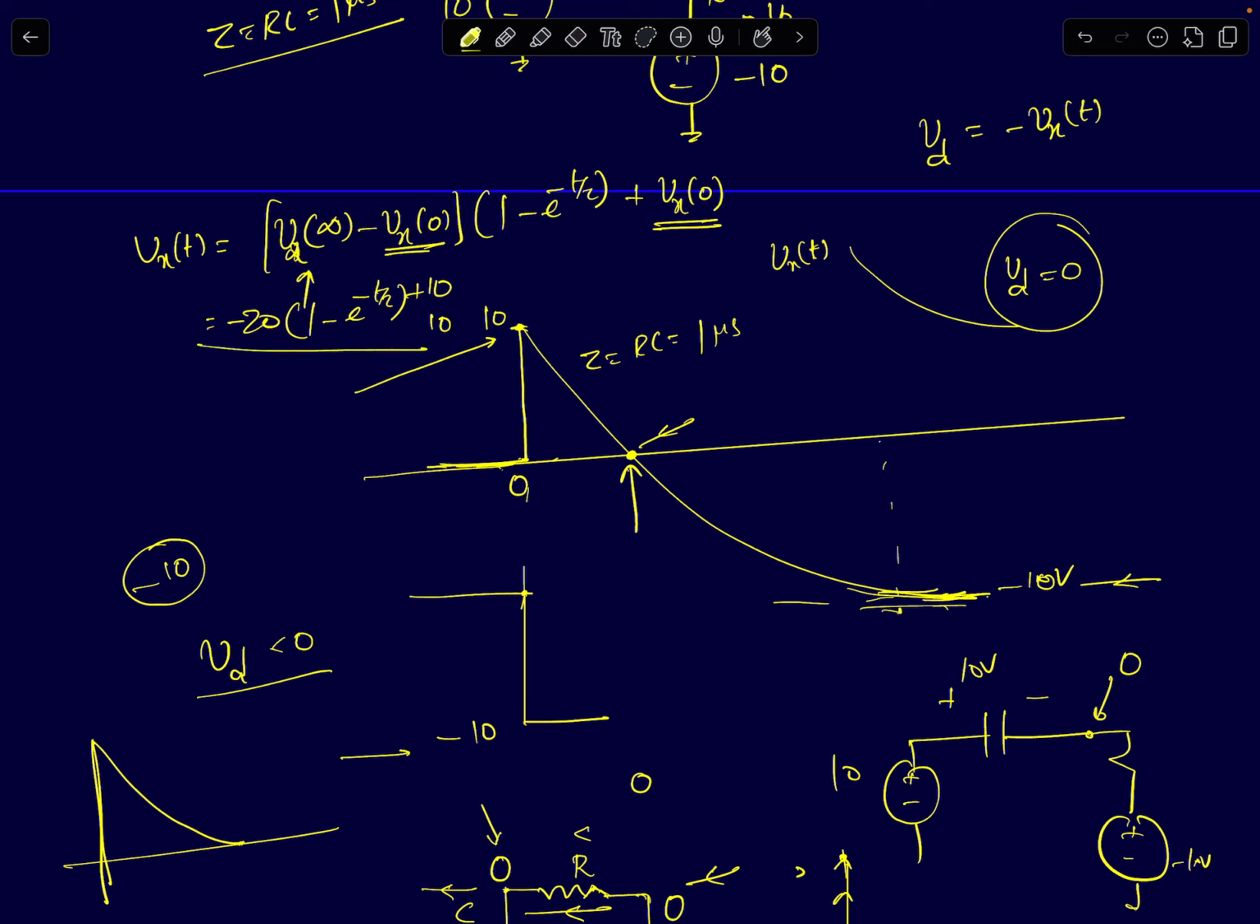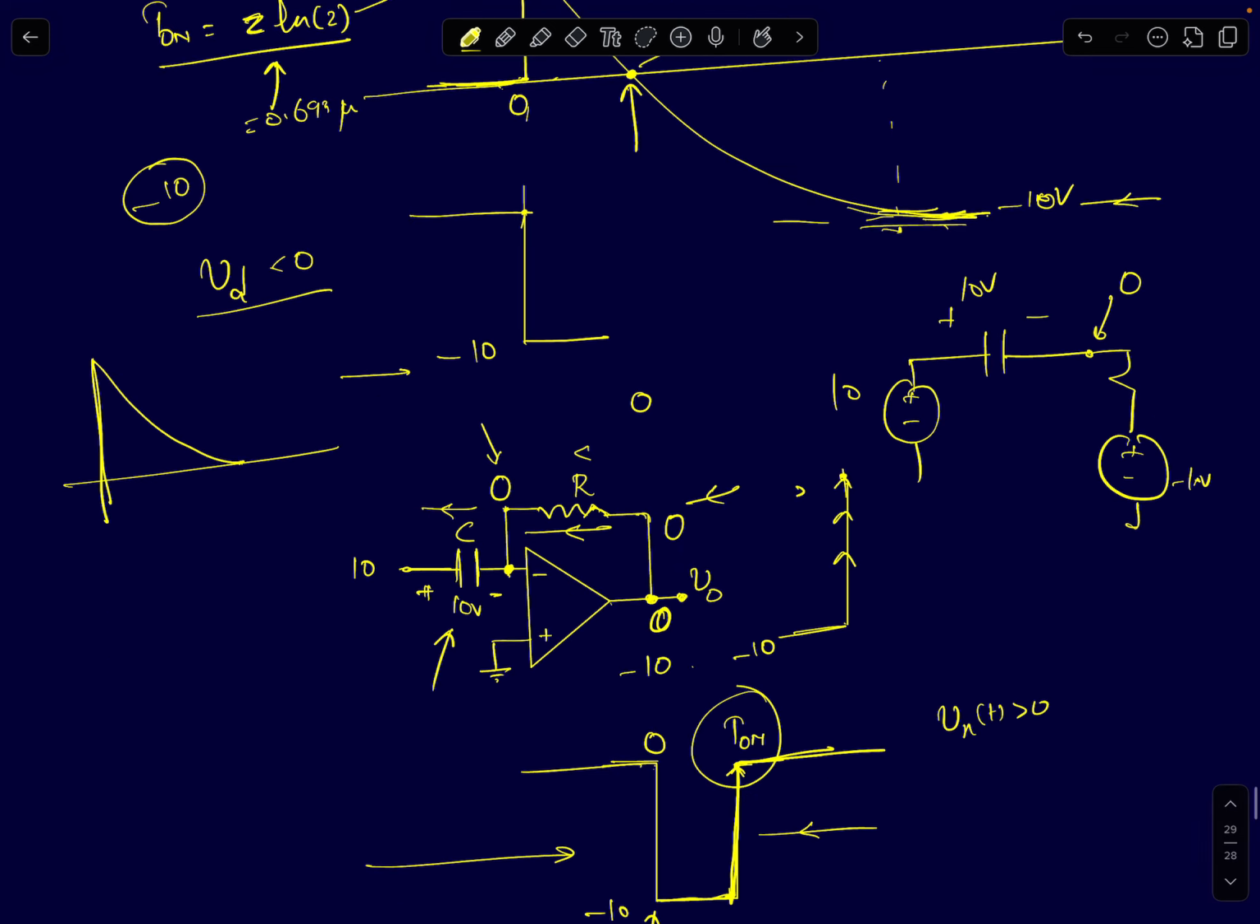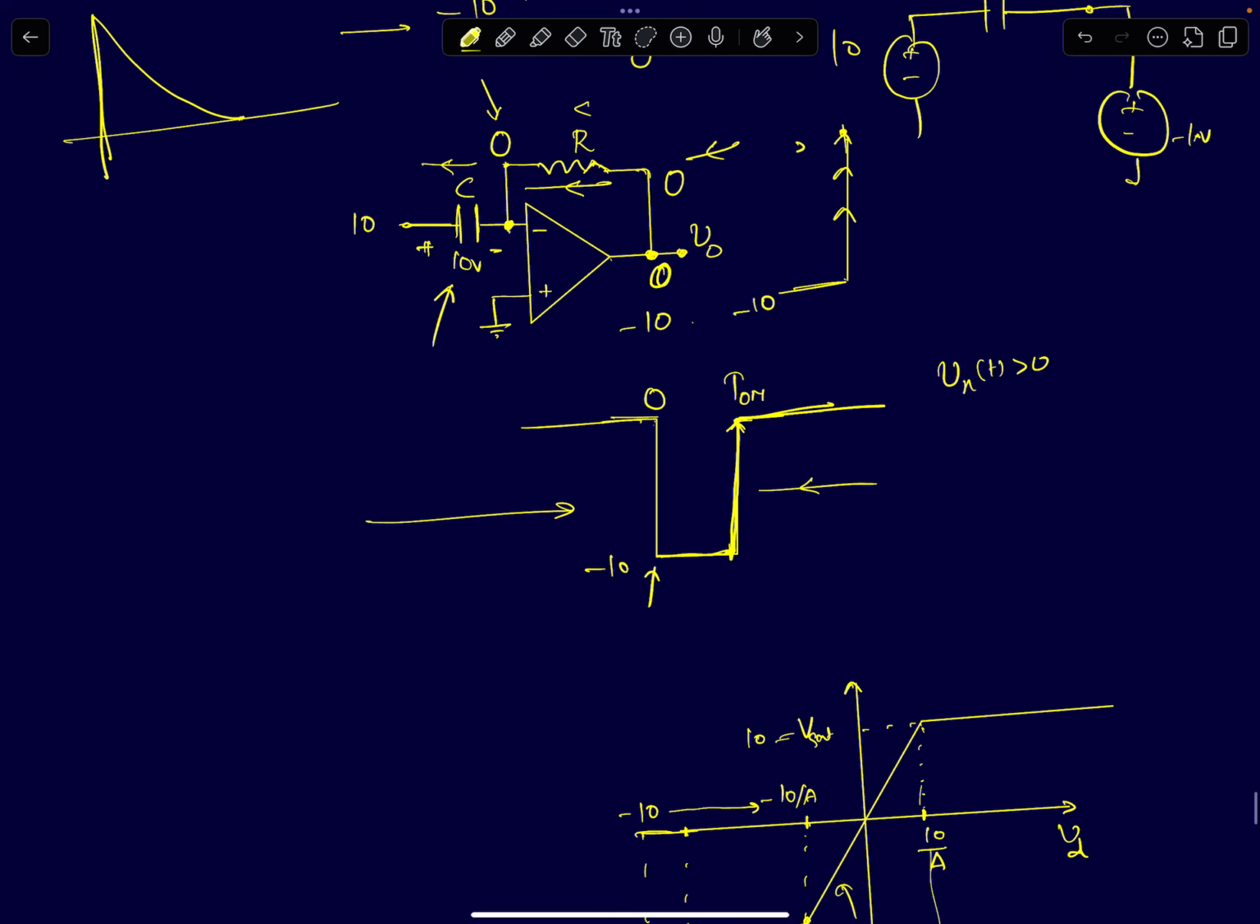You can easily solve this equation and get that same value. If you equate Vx of t to 0, you are finding the time at which Vx of t goes to 0, and you will get t on equal to tau ln 2. I think that comes to 0.69 times tau, and tau is 1 microsecond, so it will come to 0.693 microseconds or so. So the duration of on time will be tau ln 2. That will be the on time duration for the circuit.